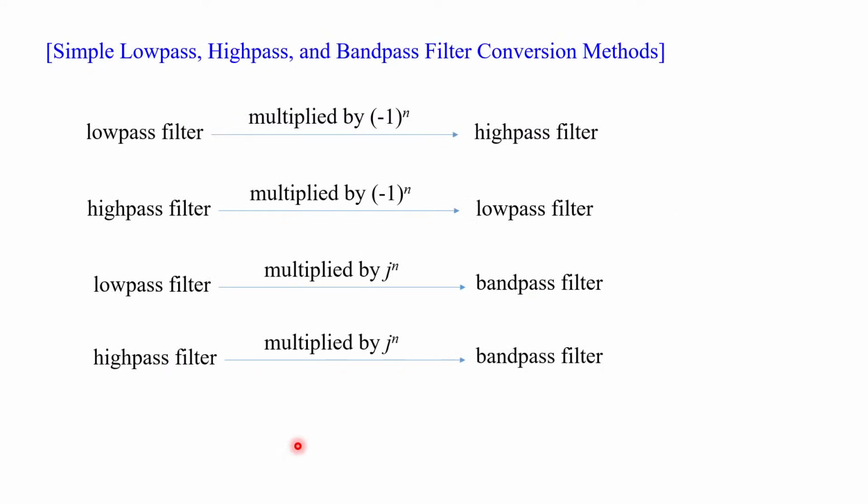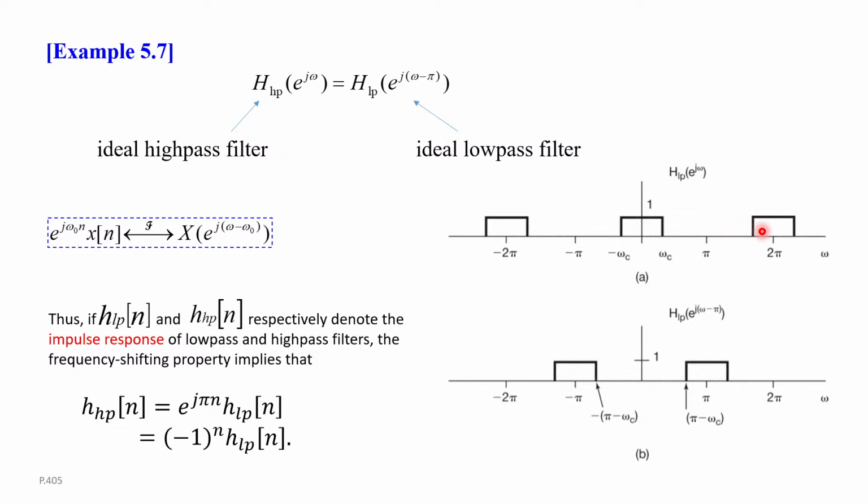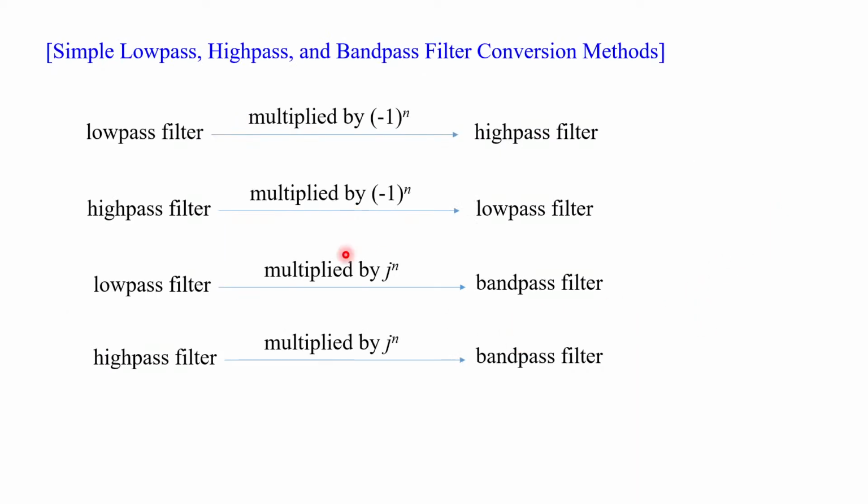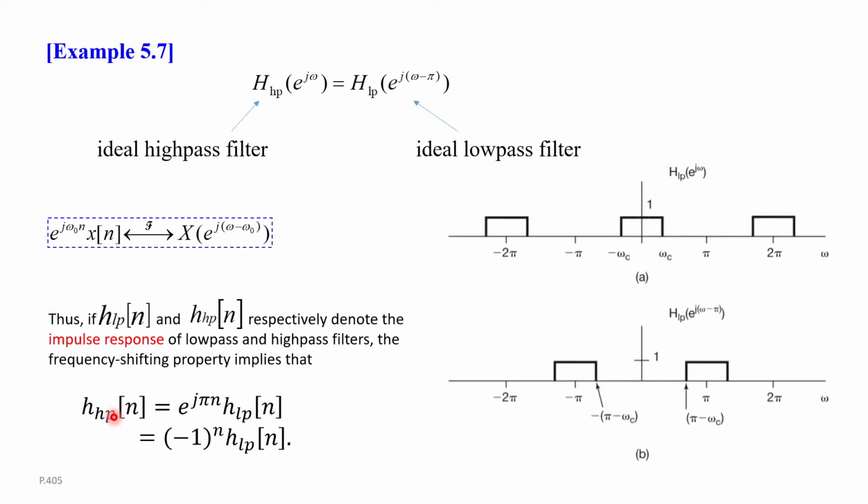Okay, and basically this thing, and you can also shift by a different frequency. Maybe you want to shift by pi over 4 instead of pi, and you can get some band pass filter. Okay, so it's kind of interesting.